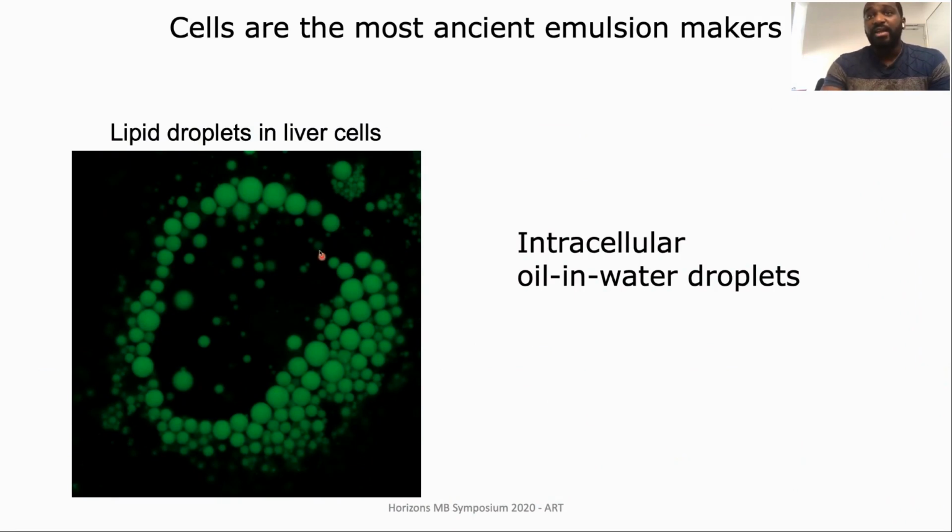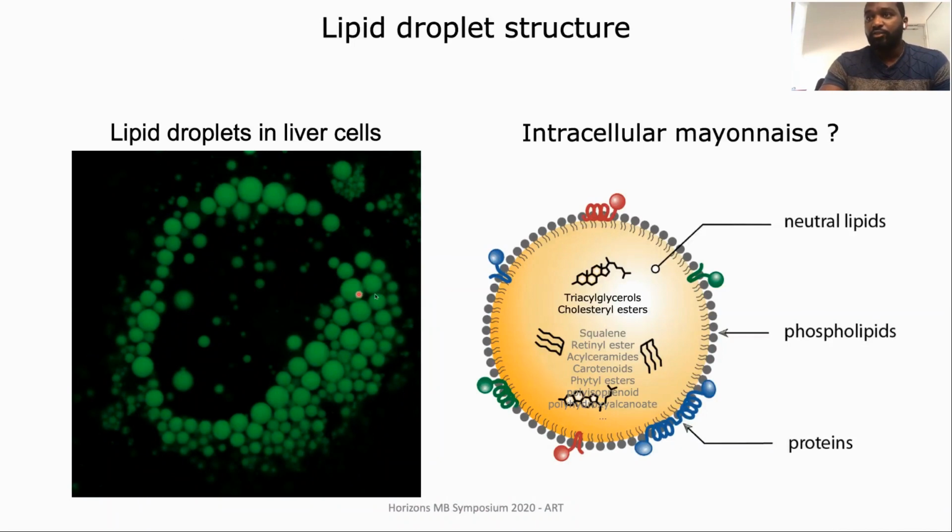So cells are capable of making droplets of specific features. So here you have lipid droplets in a liver cell. So these are basically oil-in-water droplets as previously. Structurally, each of these droplets is made of an oil core containing neutral lipids. These neutral lipids are in general triacylglycerols or cholesterol esters. Also, like mayonnaise droplets, they have a phospholipid monolayer, and they also have proteins.